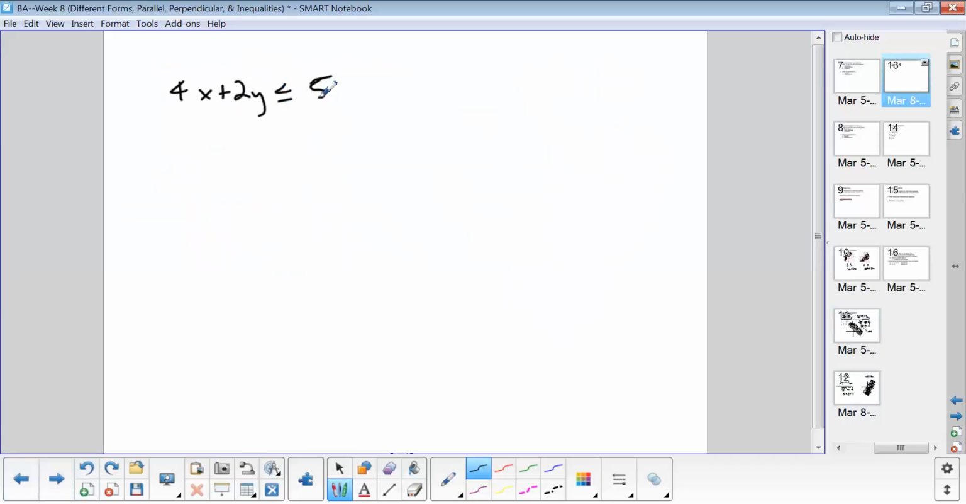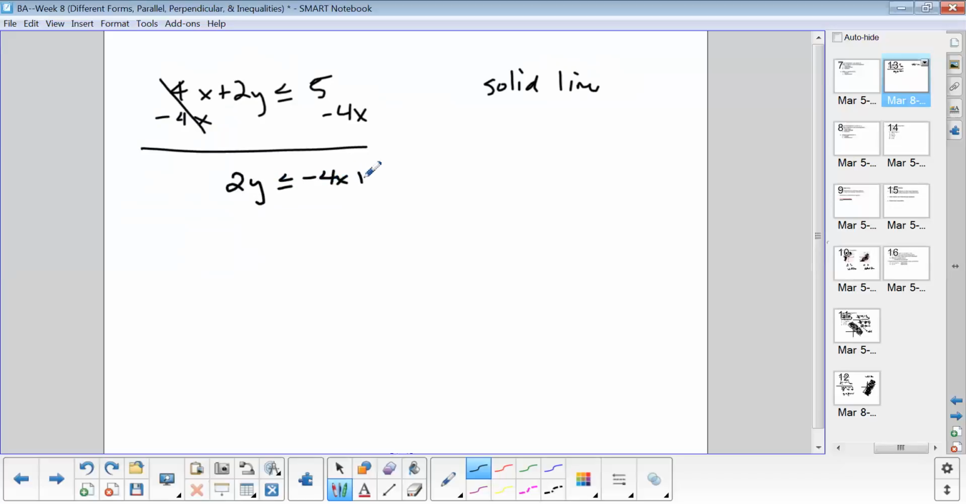We see the less than or equal to, so we know we're going to have a solid line. So we're going to solve for y, put it in slope intercept form. So 2y is less than or equal to negative 4x plus 5. And I'm going to divide by 2. So y is less than or equal to negative 2x plus 5 halves, or 2.5.